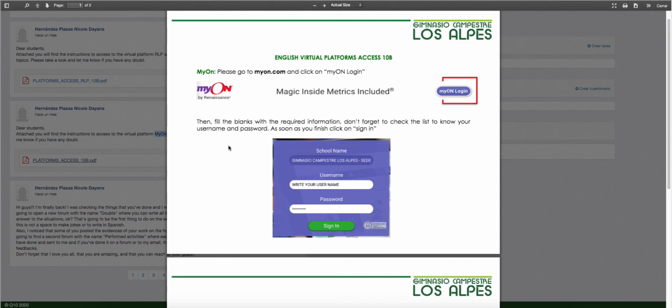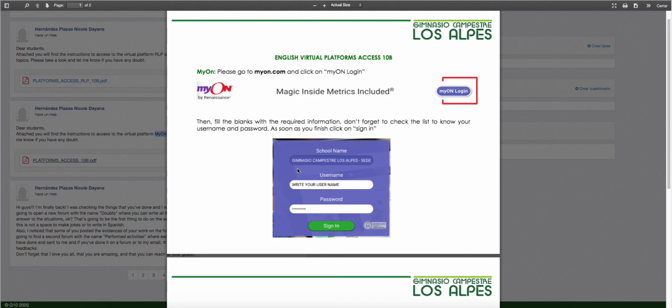Teacher, I already got in, but which book do we have to go to? I am going to tell you. We are going to do it together, step by step. Just give me some seconds because we are going to wait for your partners and then we are going to continue, okay? Don't forget that you have to go to myown.com and click on my own login. Once you click there, this box is going to appear.